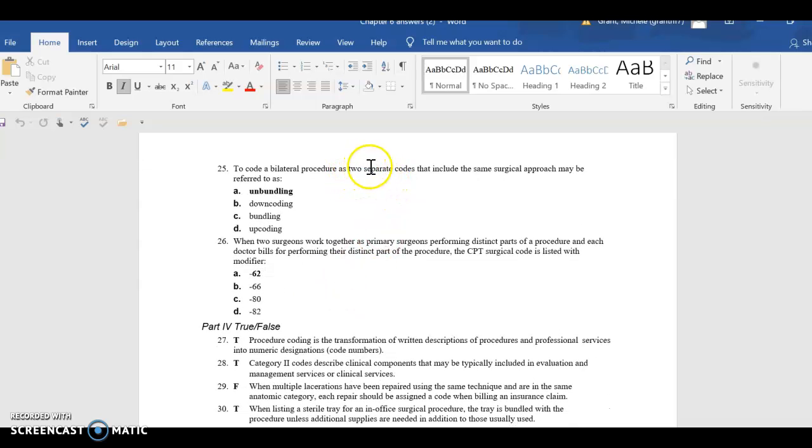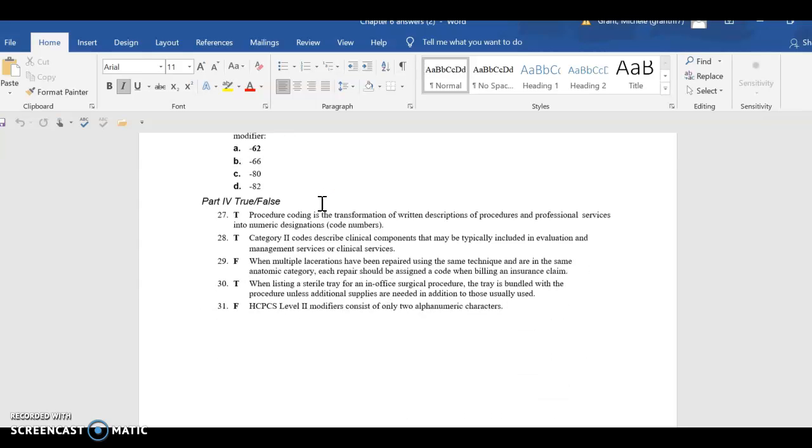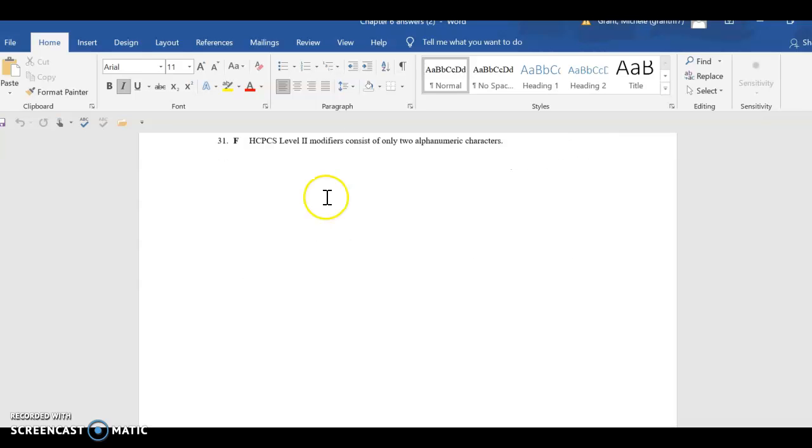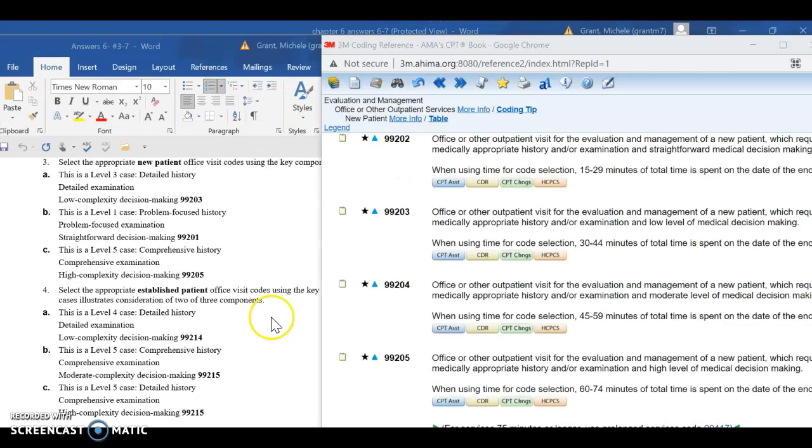To code a bilateral procedure as two separate codes that include the same surgical approach, that's unbundling. So that would be how I gave you the example of carpal tunnel surgery on the right and left wrist. That would be if somebody would code the right wrist and the left wrist both instead of putting that modifier 50, so trying to get paid 100% for each code. So that's what you would do for the unbundling. Okay, I'm not going to go through that. So that was that section there.